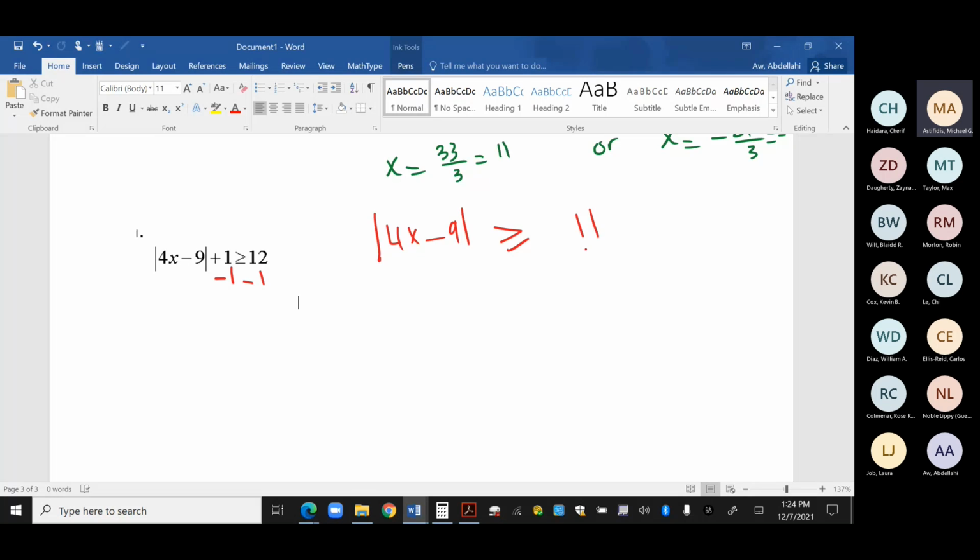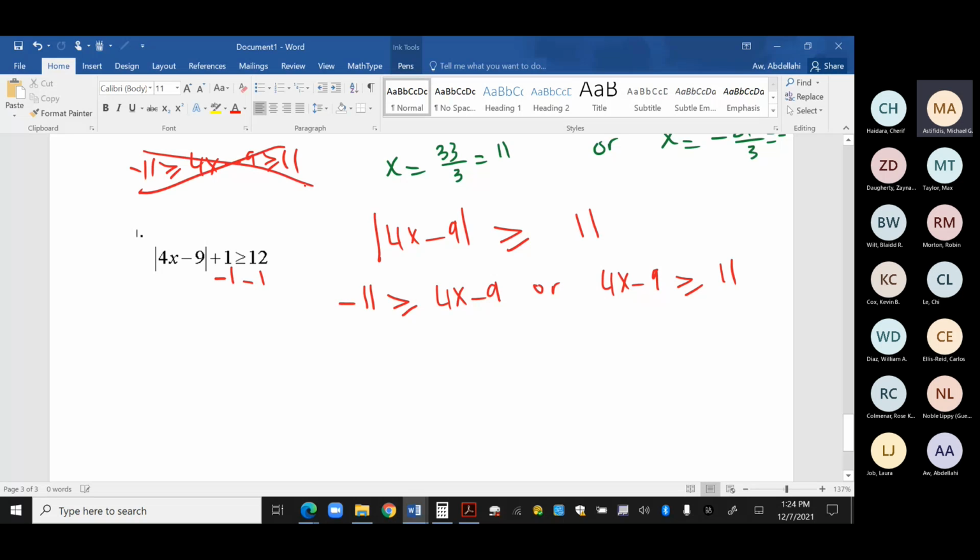Negative 11 greater than or equal to 4x minus 9, or 4x minus 9 greater than 11. Yes, you have to separate, right? This is how we used to break it down, okay? The greater than or equal to, you cannot break it down this way. You cannot do negative 11, this, 4x minus 9. You cannot do that. This is wrong, okay?